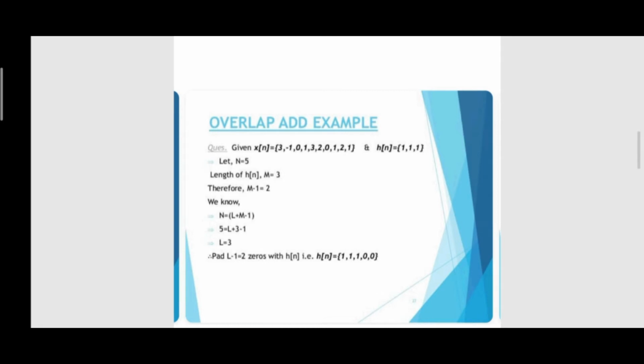That means L is the number of samples in the new data. So we pad L minus 1 number of zeros with h of n. That means in this given example, h of n is equal to 1, 1, 1, but we have to add L minus 1 number of zeros with h of n. So the h of n value becomes 1, 1, 1, 0, 0.